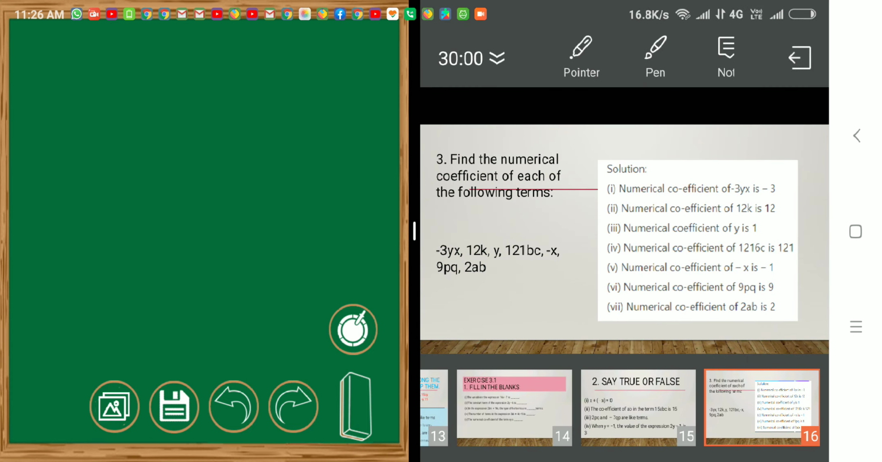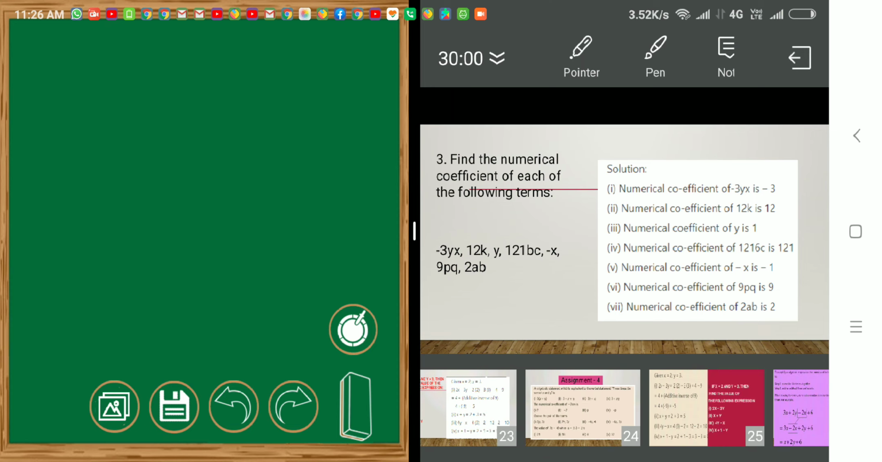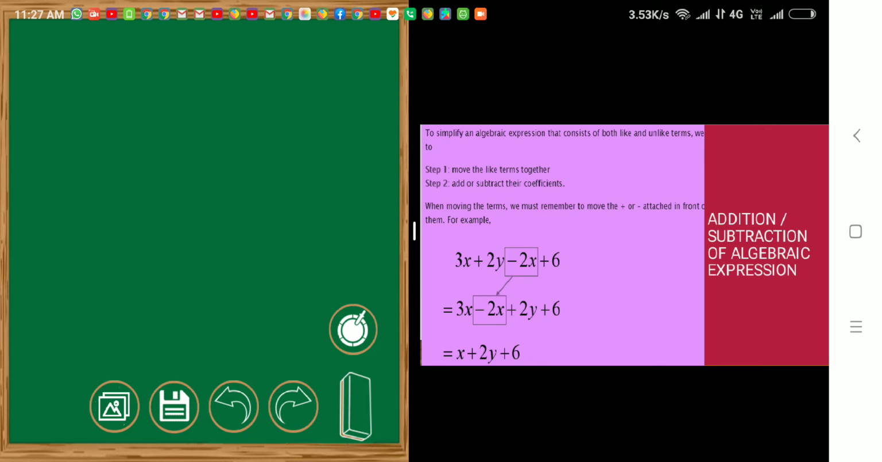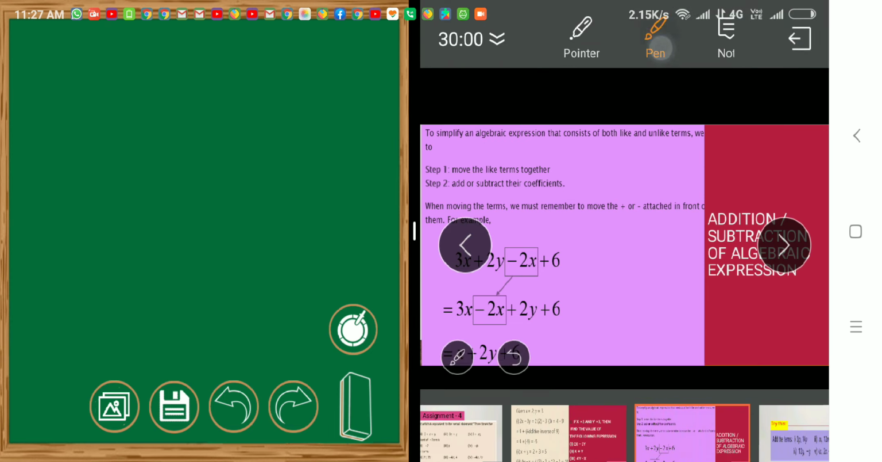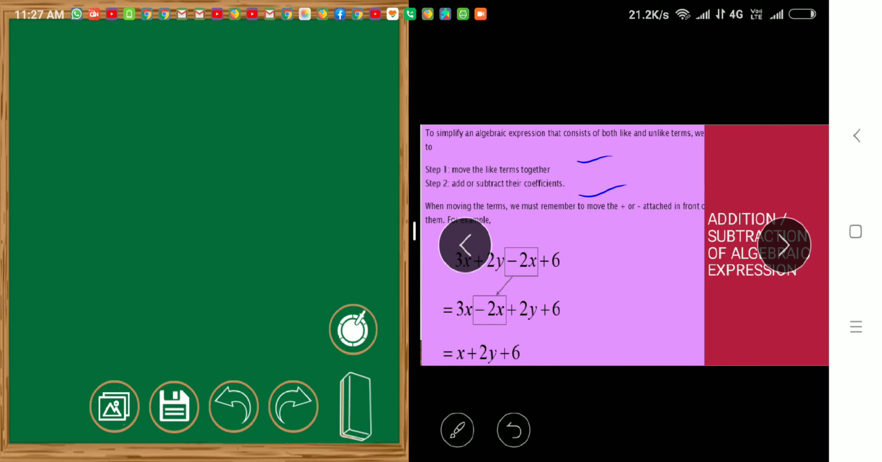Okay, where are we? These are all we have completed, and now this is what we are learning. And here we have the first step, move the like terms. Yes, we have moved the like term. Let me take the pen too. We have moved the like term. Next, if this is add or subtract, we have to do it.